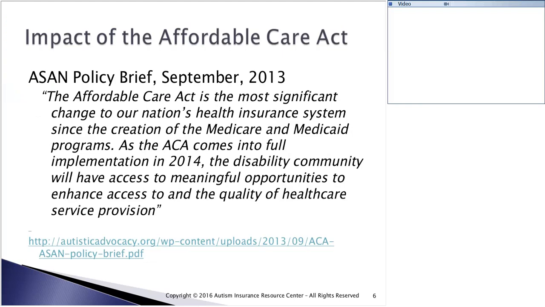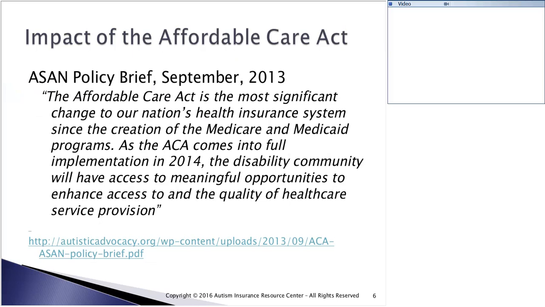So the Autism Insurance Law, the first one, ARICA, passed in 2010 and went into effect in 2011. In 2013, 2014, the Affordable Care Act was implemented. And this is a quote from the Autistic Self-Advocacy Network, which I think really does reflect what the Affordable Care Act means for people with disabilities.